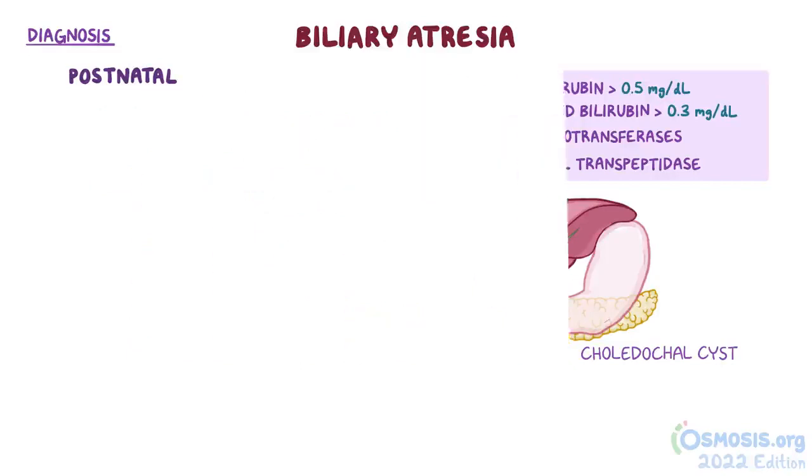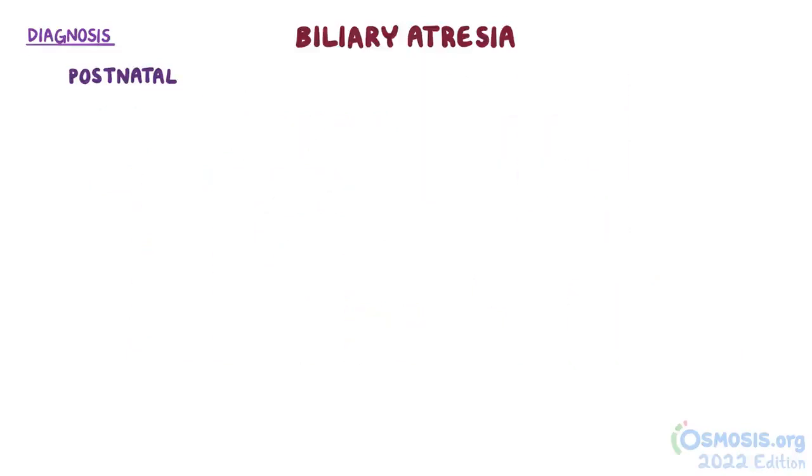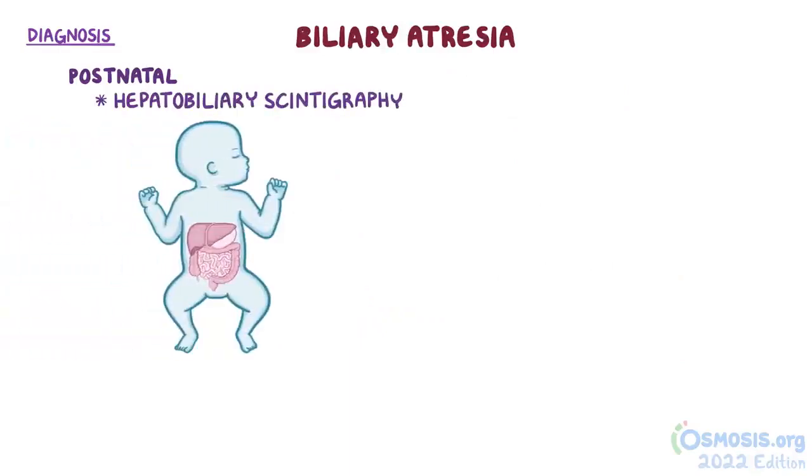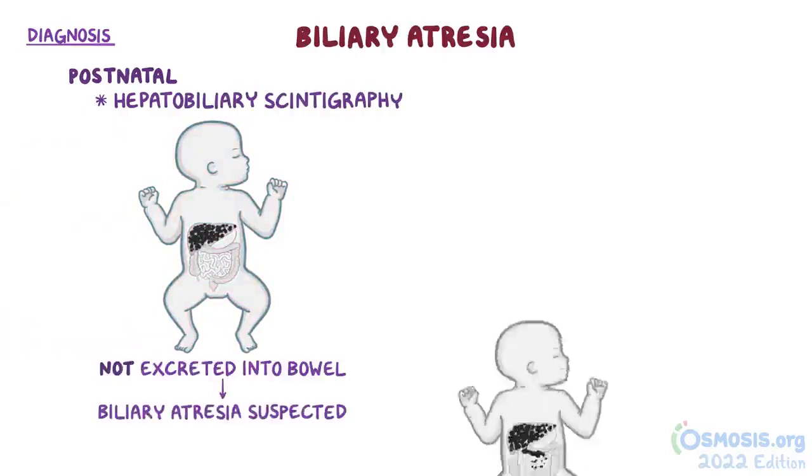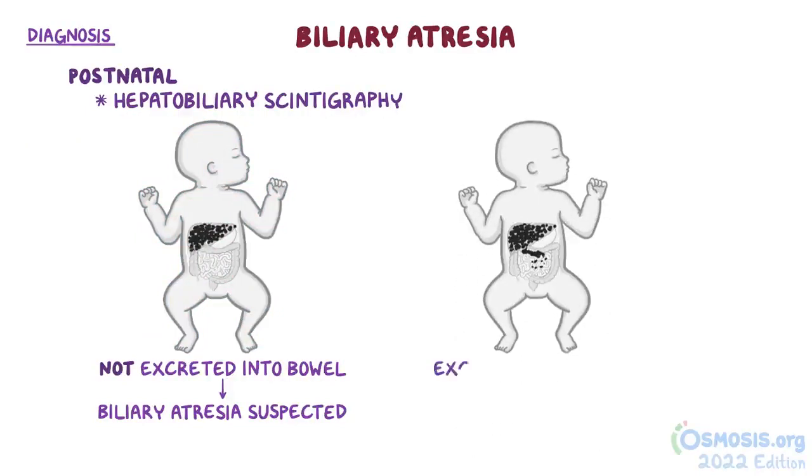The patency of the extrahepatic biliary tree can be further assessed by hepatobiliary scintigraphy. If the tracer is not excreted into the bowel, biliary atresia is suspected, but does not exclude other diseases. Conversely, if scintigraphy shows the tracer is excreted from the liver to the small bowel, it means the tree is not obstructed and biliary atresia is very unlikely.